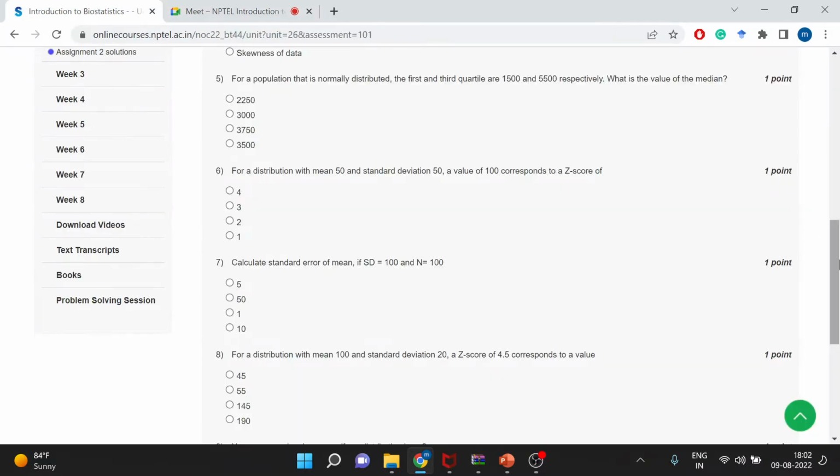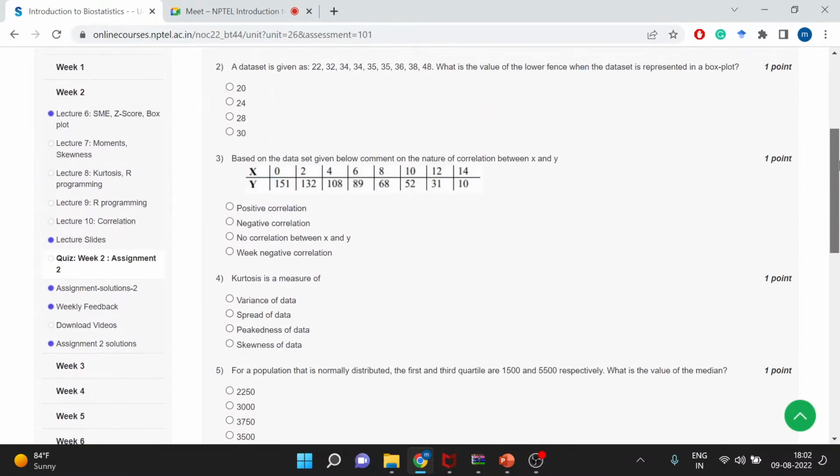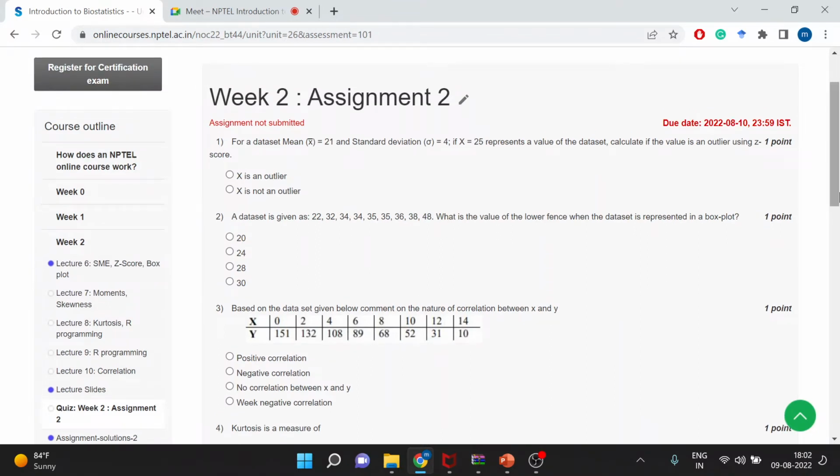There were 10 questions, and we'll start one by one. The first question was: for a data set of mean 21 and a standard deviation of 4, for a given value of x equals 25, what is the z-score value? It's not really asking for the z-score value. You need to know whether it's an outlier or not.